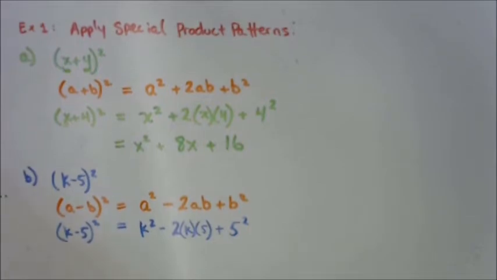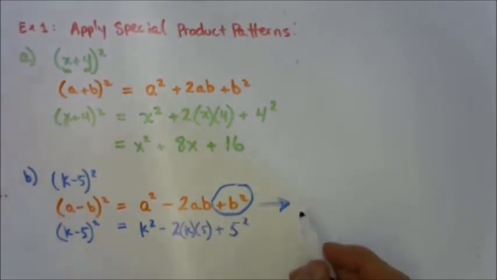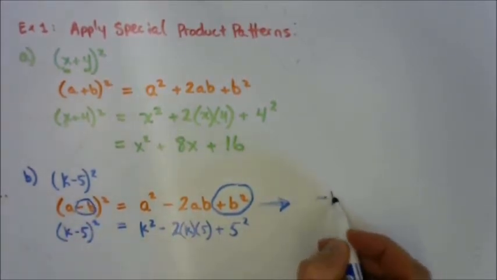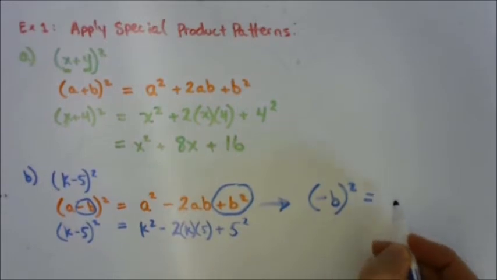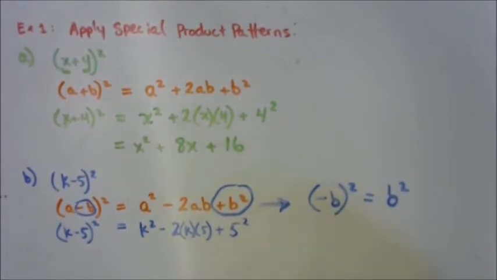Question. Would it still be positive 5 even though it's a negative in the middle? Would anyone else like to answer that question? Yes, because a negative times a negative is a positive. It's a good question. Paul's asking why, and Vlad asked the same question. He said, why is this positive b squared? Well, let's look at what happens if we take negative b and square it. Positive b squared. Okay?